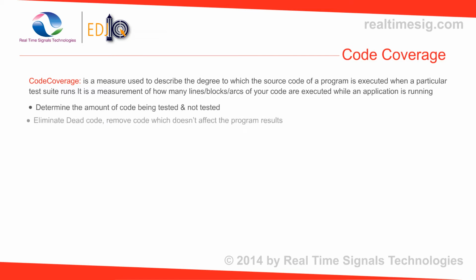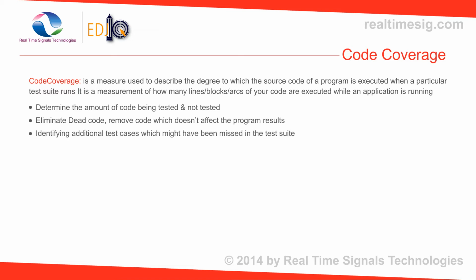Eliminate dead code, remove code which doesn't affect the program results. Identifying additional test cases which might have been missed in the test suite. A program with high code coverage has a lower chance of containing undetected bugs. Basic coverage criteria.